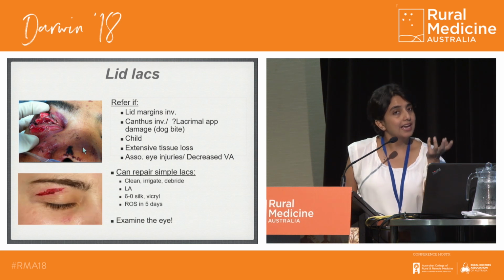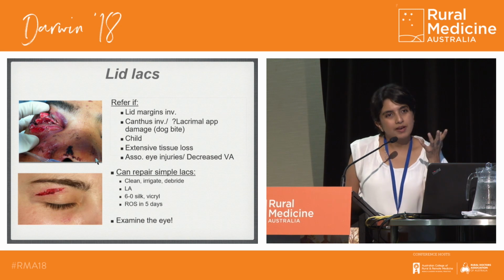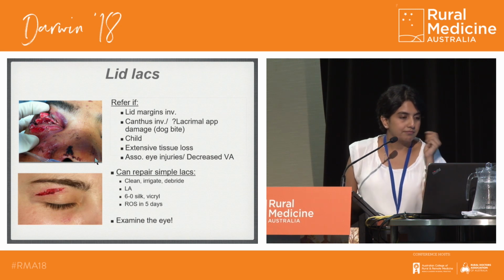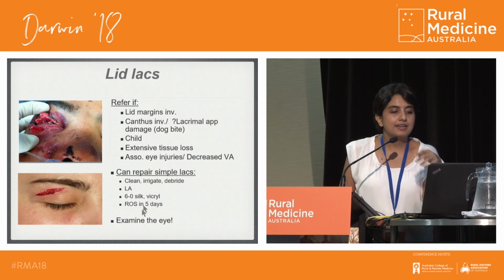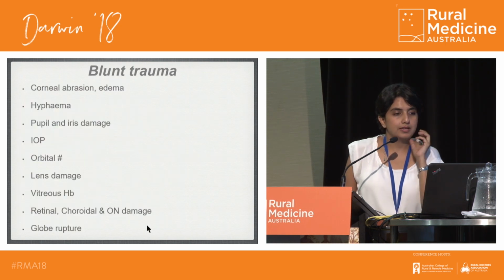Simple lacerations can be repaired. If you have a pair of loops, they make it much easier. We use 6-0 Vicryl or that size sutures, and we remove the sutures in 5 days. But again, examining the eye is very important with any of them.